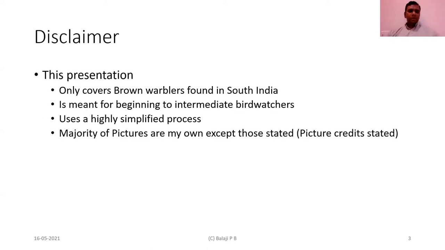As I said, this is going to be a two-part presentation on warblers. This presentation specifically covers only the brown warblers found in South India. All the other species of warblers are slightly different in coloration, so we're going to deal with that separately. This is meant basically for beginners to intermediate bird watchers, and a highly simplified process, but we'll try to incorporate as many identification pointers as possible.